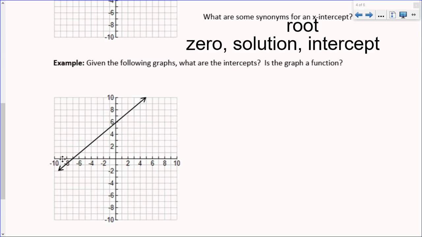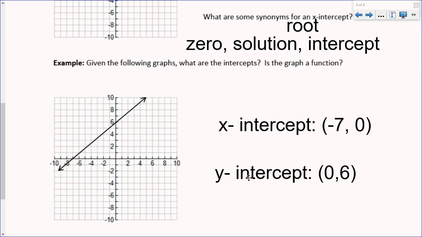So x-intercept is going to be on the x-axis, and it's where it's crossing. So it's crossing right here, not at the -8. On the axis, it's crossing right here, which is -7. So to write that, I would write -7, comma, 0. The y-intercept is crossing right here at the 6. So your y-intercept is 0, 6. You should have a value for your y, for a y-intercept, and then 0 is just for the x. Okay? And then we said, yes, it is a function.